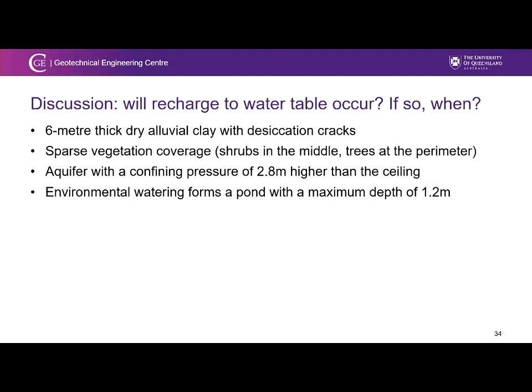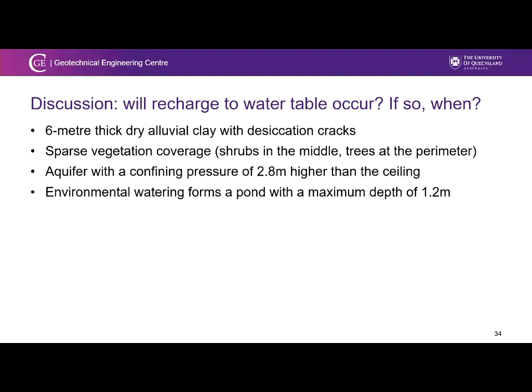But to allow this to happen, you need to wet up the clay. You need to go through the layer that is able to prevent water moving upward by 3 meters. Okay, the question is, do you think recharge will happen and why? That's the next round of discussions.